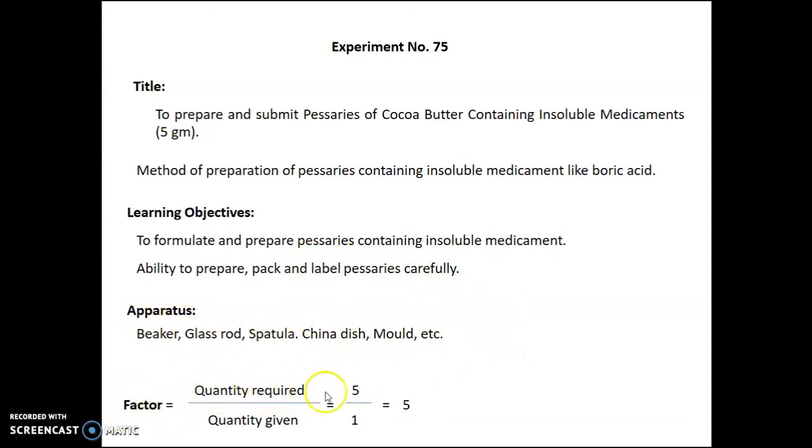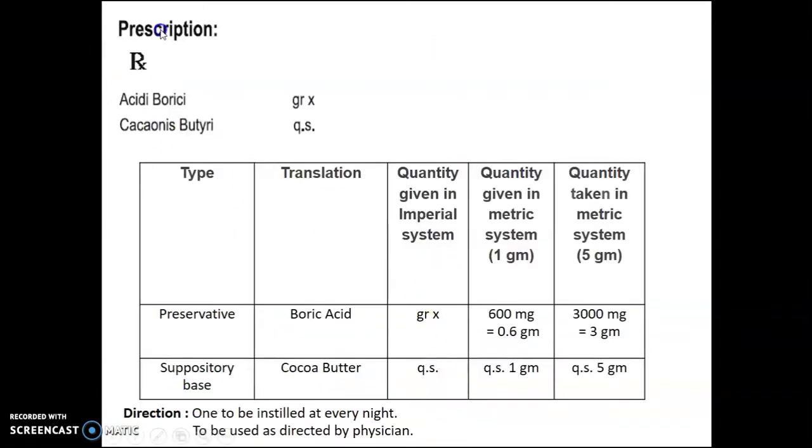Factor is calculated as quantity required upon quantity given, which is 5 upon 1, that is equal to 5. This is a prescription, which is denoted by the symbol Rx. This prescription is given in Latin terminology. Let's discuss in detail the formulation table. Type, that is category, use or role of ingredient. Translation means the name of the ingredient.